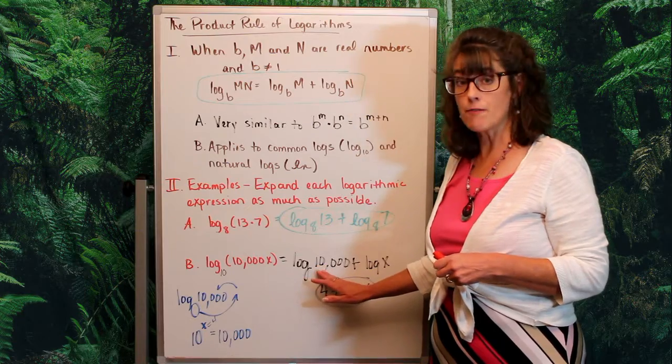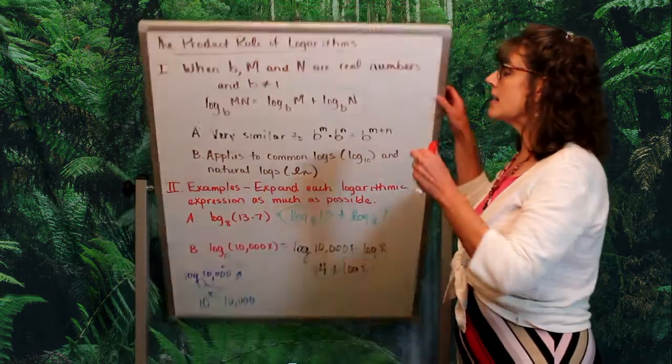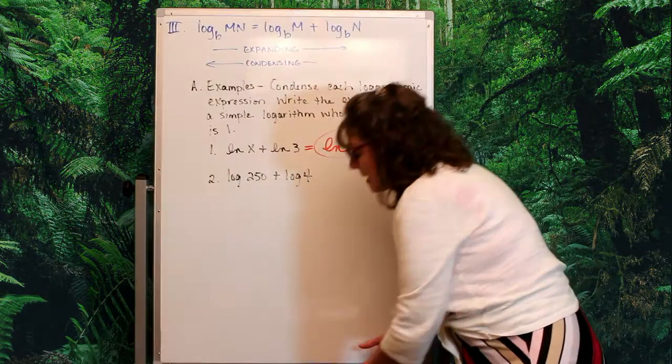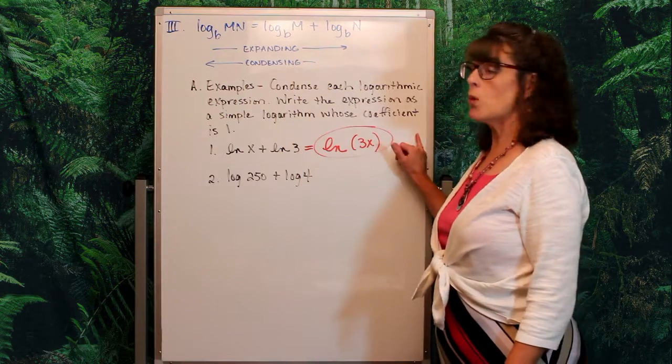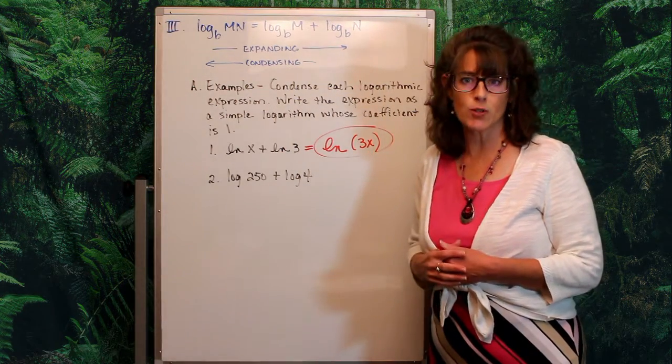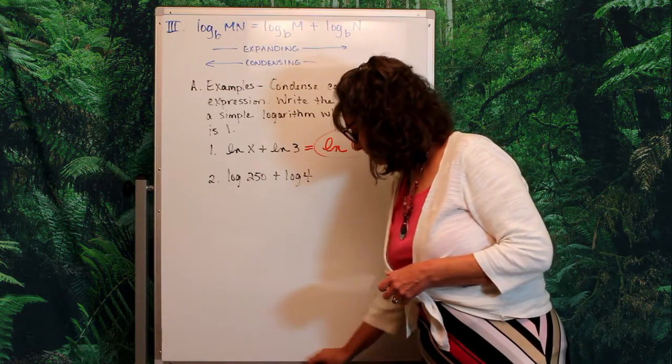This one I could take a step further because I could figure out what log base 10 of 10,000 is. A similar idea is going to happen here because I'm not really sure what power I can take e to in order to create a 3x, so I'm not going to be able to evaluate it. So this is condensed as best as it's going to get.